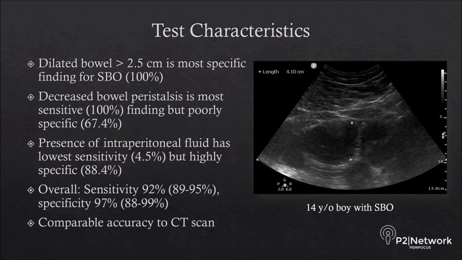POCUS to diagnose SBO overall has a sensitivity of 92% and a specificity of about 97%. This makes it comparable to the accuracy of a CT scan.